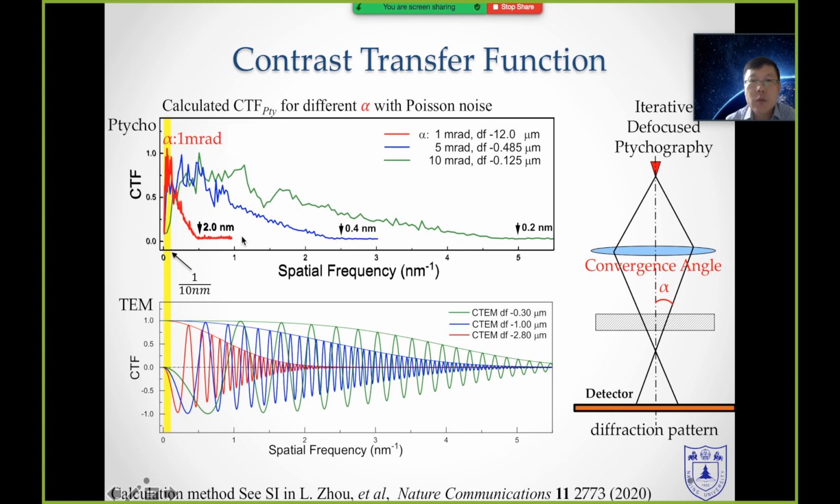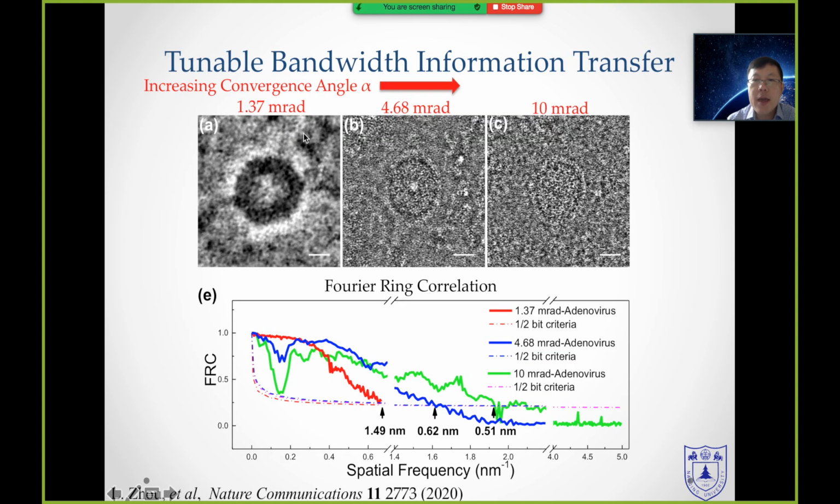To further demonstrate the tunable bandwidth of the ptychography contrast transfer function, we reconstruct the phase of an adenovirus particle at different convergence angles: 1, 5, and 10 milliradian. We use Fourier ring correlation with the half-bit criterion to evaluate resolution. The results show that the resolution increases as the convergence angle increases, which is consistent with the theoretical prediction.